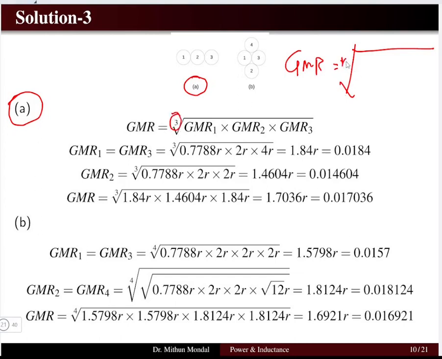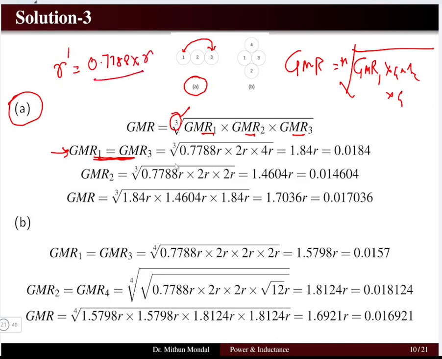3 conductors are there, so 3 configurations will come for the individual GMR. Now 1 and 3, if you see, are identically placed, so the GMR of 1 and 3 will be equal, which we have to calculate. In inductance, we know that r dash, the fictitious radius, is equal to 0.7788 multiplied with the actual radius of the conductor. So GMR1 and GMR3 will both be equal because of their configuration, their placement. We calculate that with respect to the distance.